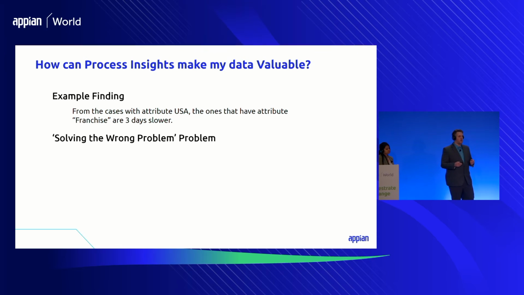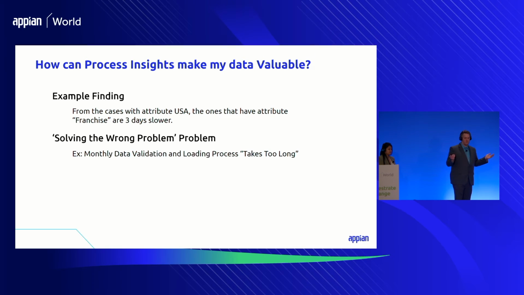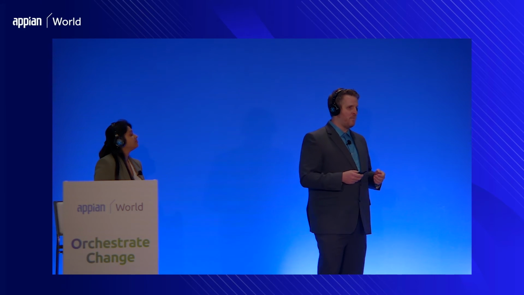But really what I want to talk about is why should we care, right? Why is that important to a low-code developer, IT people? And I'm going to describe this as solving the wrong problem, okay? So I'm going to tell a story. I once worked on a project where we had a monthly data validation and loading process. And the business stakeholders came to us and they said, it takes too long, we can't possibly process change because the data's too old by the time we get it. We need this to go faster, right?